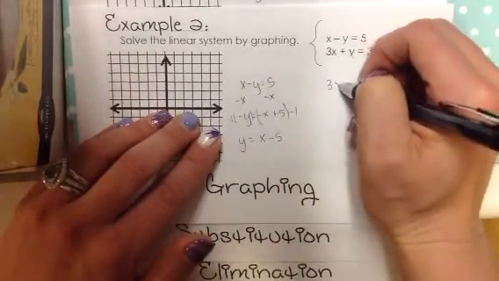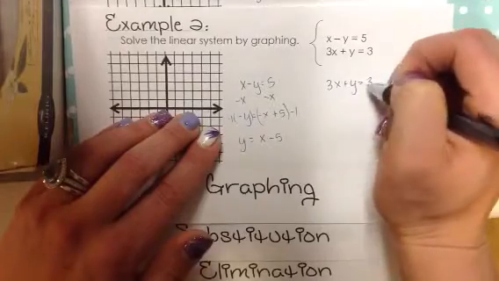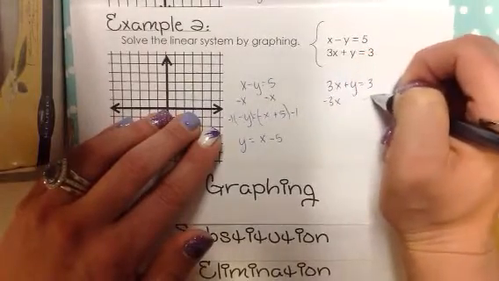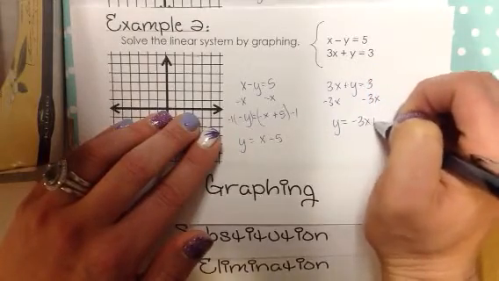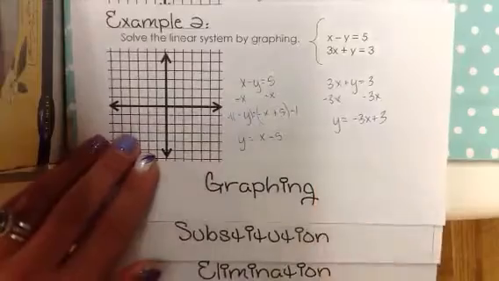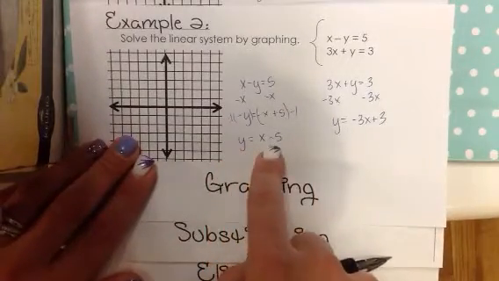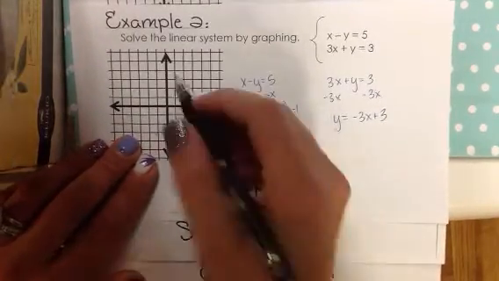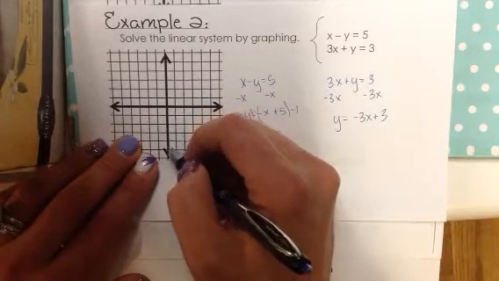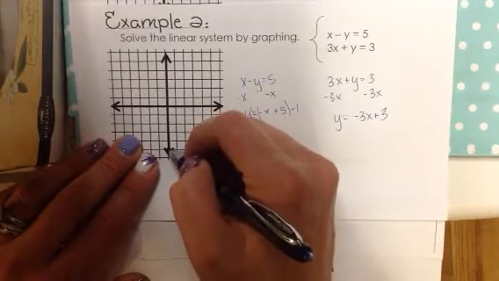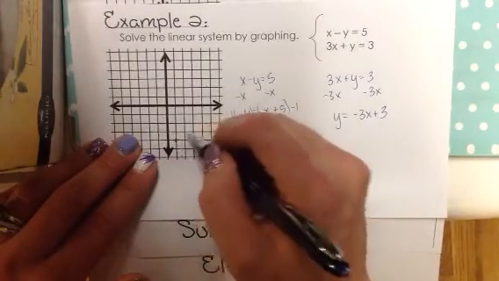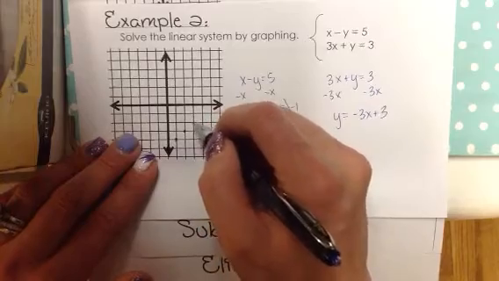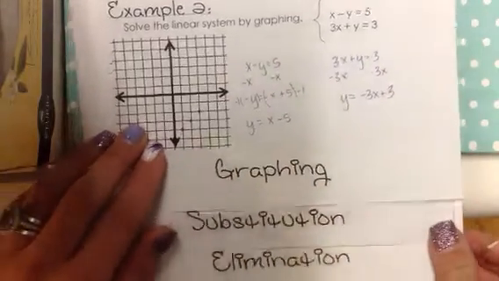And then the other equation, 3x plus y equals 3. I subtract 3x from both sides, and I get y equals negative 3x plus 3. So now let's plot these. On this one, my y-intercept is negative 5. So I'm going to start all the way down here inside the arrow. And then I'm going to go up 1 over 1, up 1 over 1. And then I'm going to connect those dots.